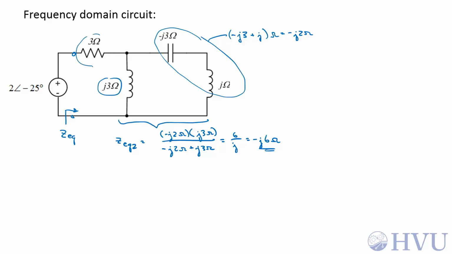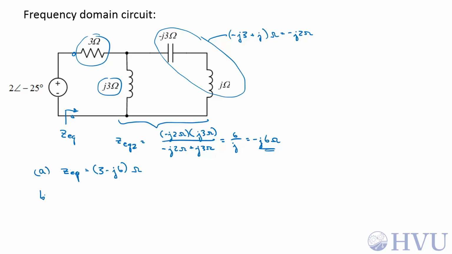Now this whole impedance is in series with the 3 ohm resistor, so the equivalent impedance seen by the source, ZEQ, is going to be the sum of the 3 ohm resistor plus the negative J6 ohm impedance: 3 minus J6 ohms. That's actually the solution to part A.